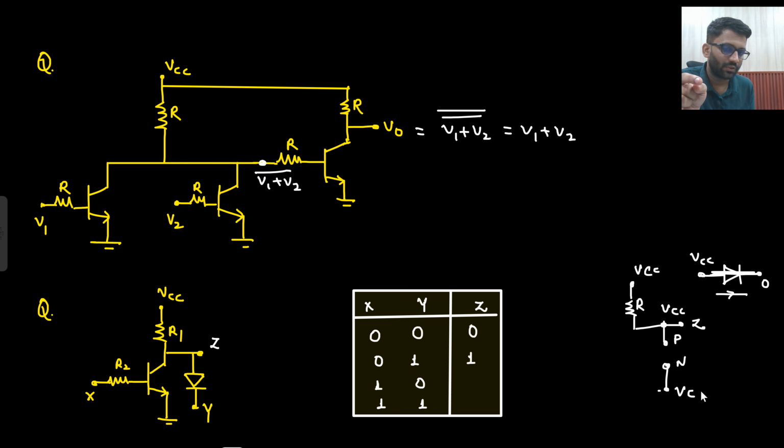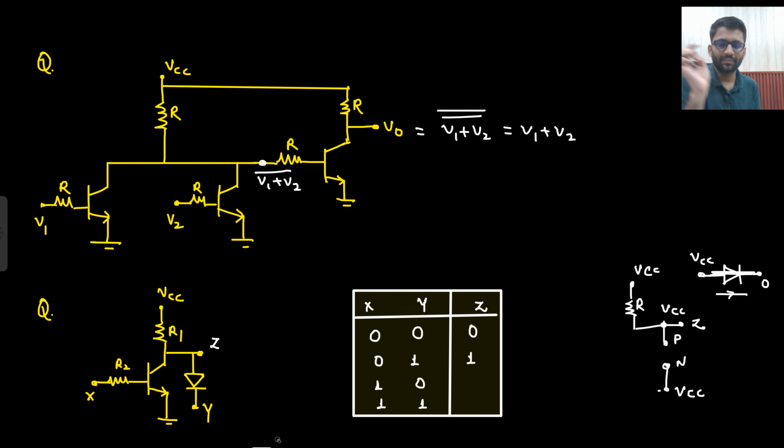Y is also 1, so this is also VCC. Now you can assume that this is my diode. Both are at the same potential, so I will say that the diode is off. If the diode is off, what will happen? This VCC will remain there as it is. If the diode is off, it is open circuited only, so VCC will travel here. So this will be 1, right?